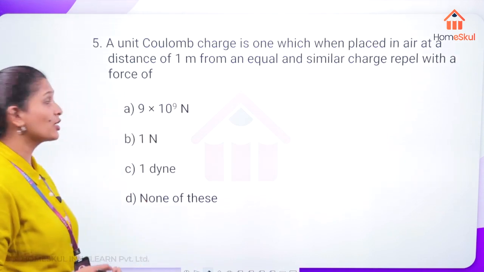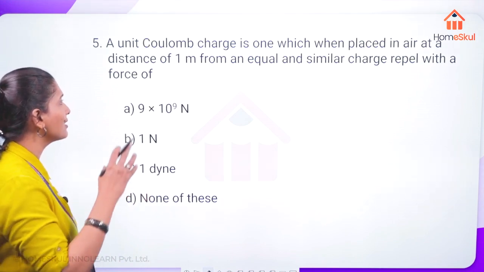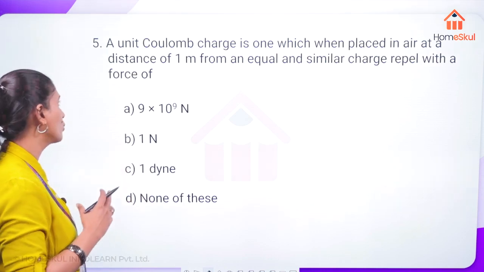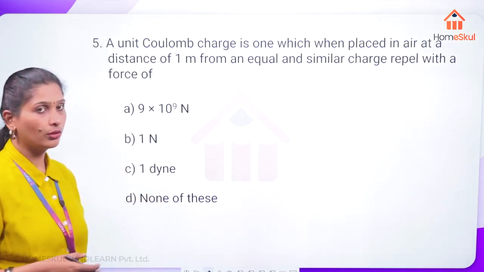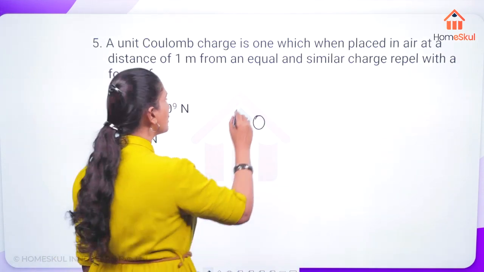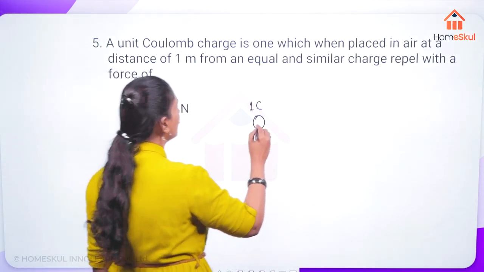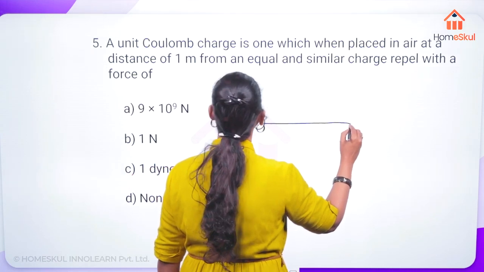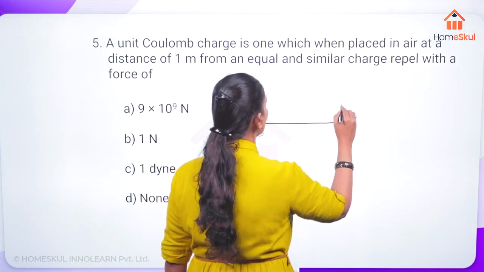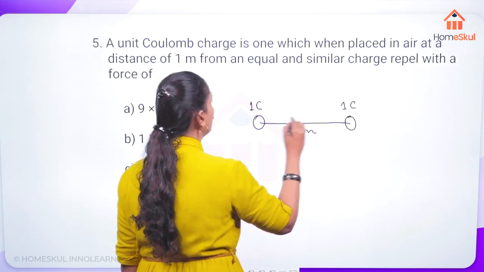Now you have the next question here. A unit Coulomb charge is one which, when placed in air at a distance of 1 meter from an equal and similar charge, repels with a force of. Okay, so you have a unit Coulomb charge. What does that mean? It means it is a 1 Coulomb charge. Okay, and it is being placed in air at a distance of 1 meter from an equal and similar charge. So again a 1 Coulomb charge is there and the distance between them is 1 meter.